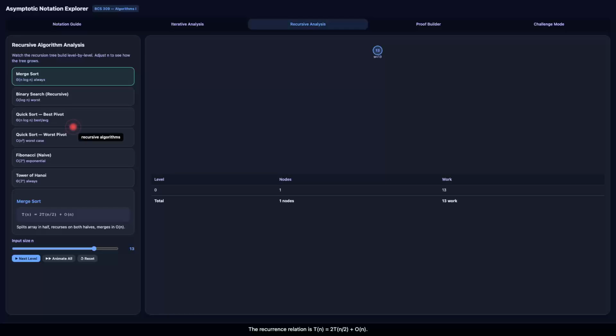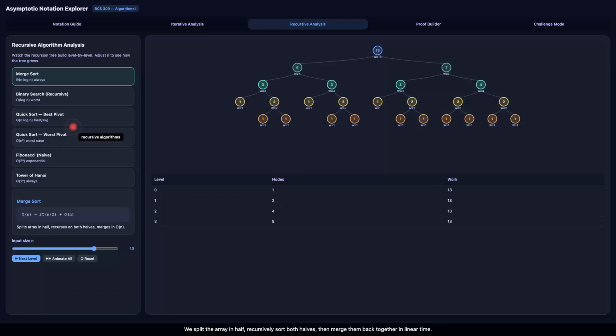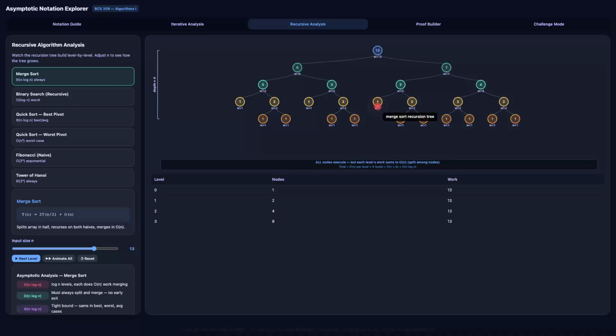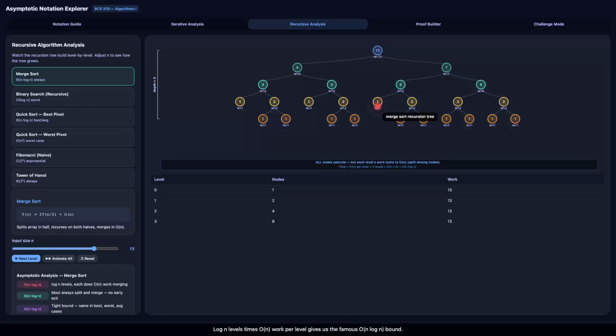The recurrence relation is T(n) = 2T(n/2) + n. We split the array in half, recursively sort both halves, then merge them back together in linear time. Look at this recursion tree. It has log n levels because we keep halving until we reach single elements. Each level does O(n) total work merging. Log n levels times O(n) work per level gives us the famous O(n log n) bound.